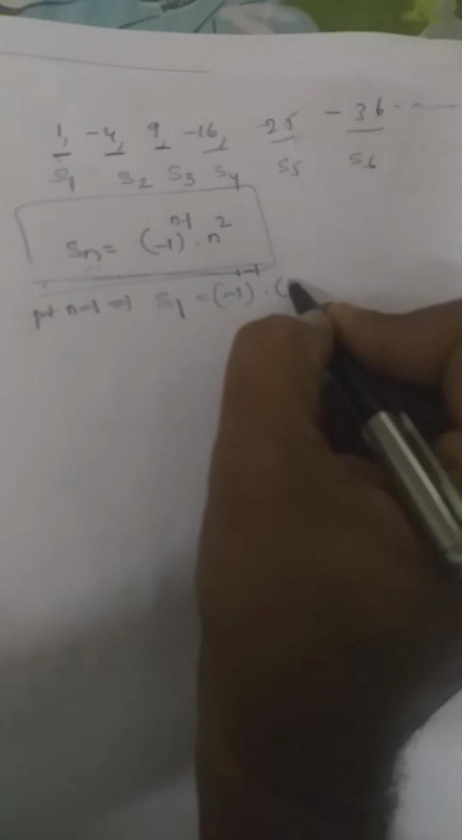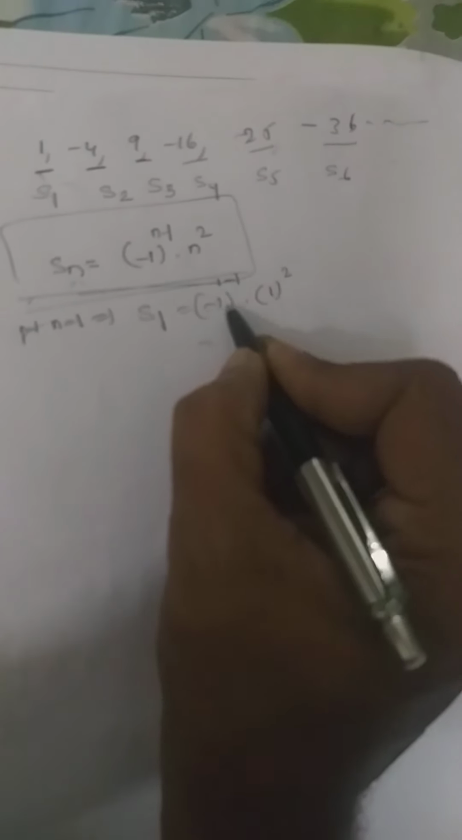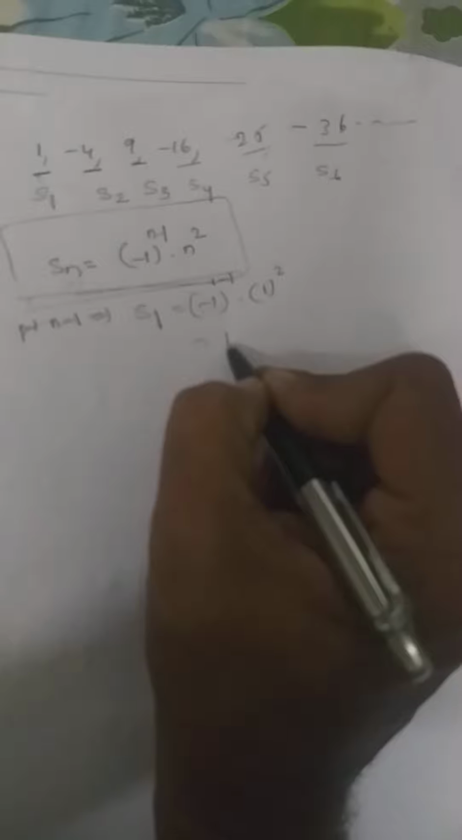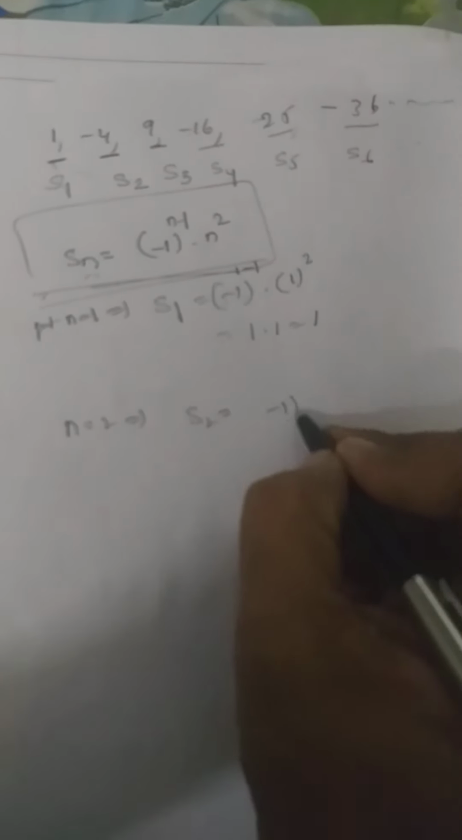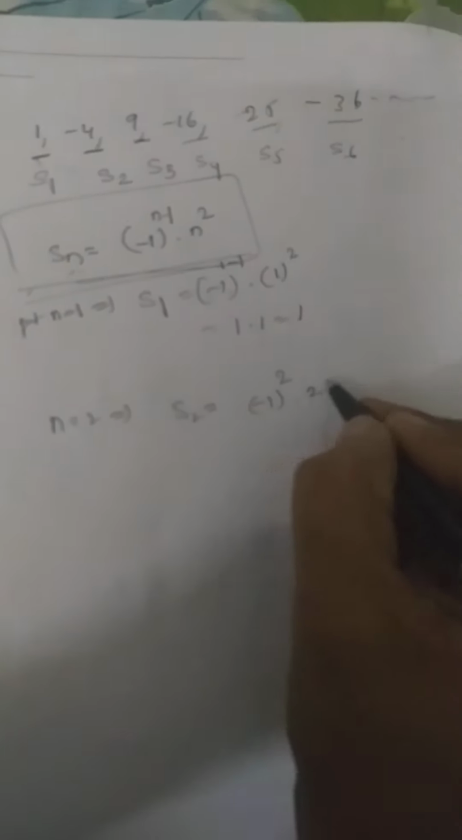Suppose we put n is equal to 1 here. What happens? S1 is equal to -1 power 1 minus 1 into 1 whole square. -1 power 0, something power 0 is always 1, into 1 whole square is 1, that's it. Now put n is equal to 2, which implies S2 is equal to -1 power 2 minus 1 into 2 square. -1 power 1 into 4, that is -4.